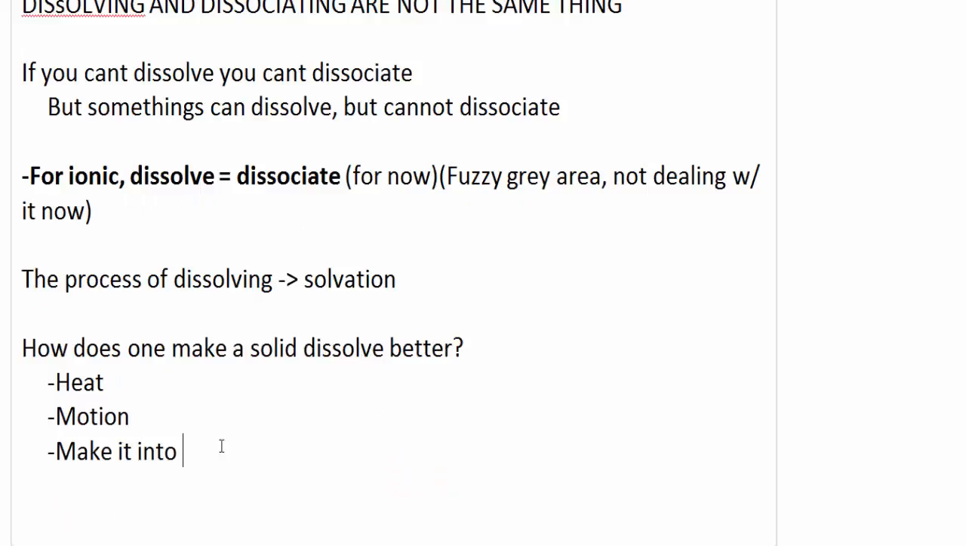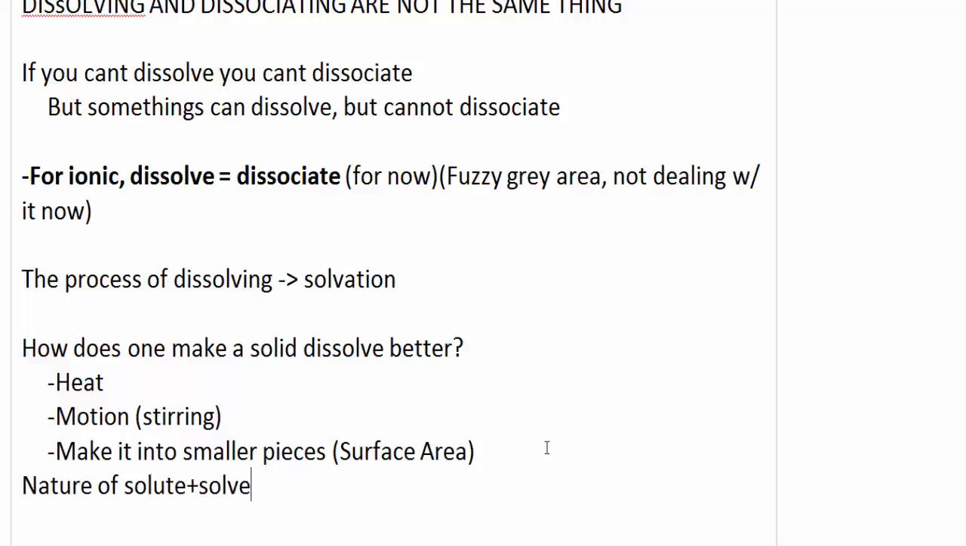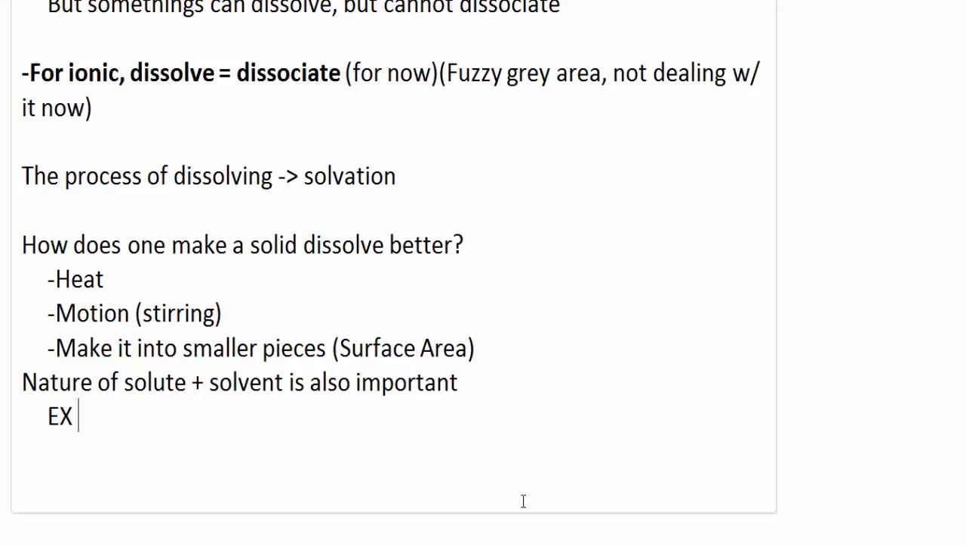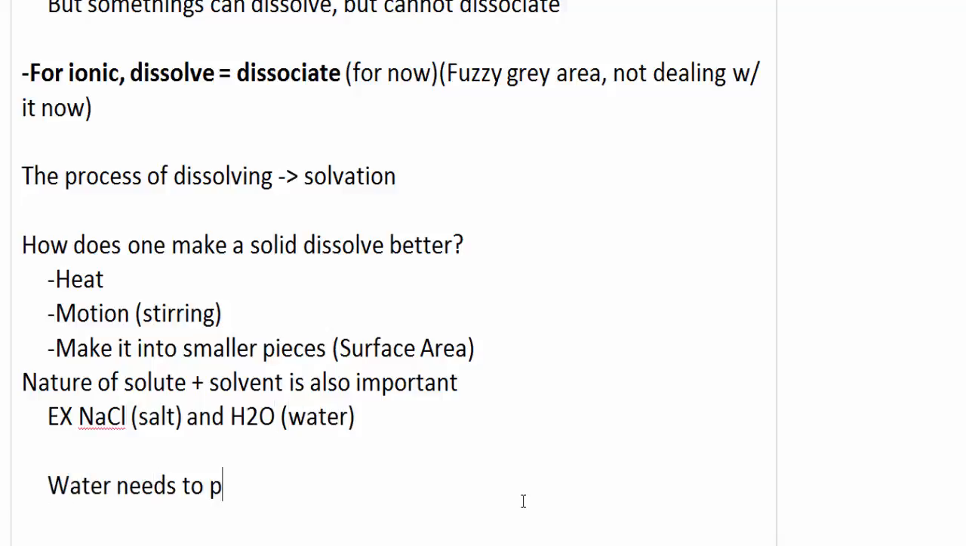Now let's think about the process of dissolving called solvation. And to make something dissolve better, we know you can heat it up, stir it up, cut it into smaller pieces to increase the surface area. And also the nature of the solute and solvent is important. Some things are simply more readily dissolved than others.